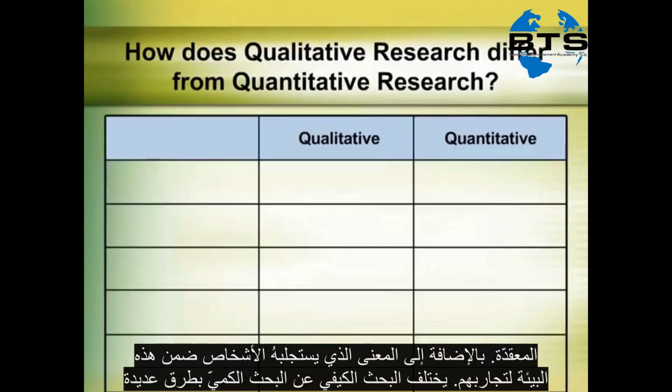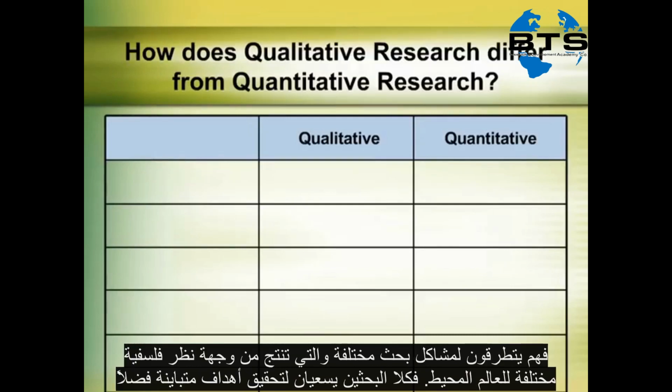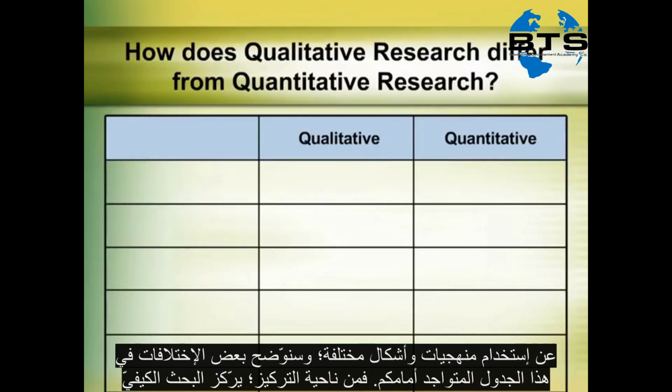Qualitative research differs from quantitative research in several ways. It typically addresses different problems, arises from a different philosophical view of the world, works to achieve different goals, and uses different methods and design. This table illustrates some of the key differences.